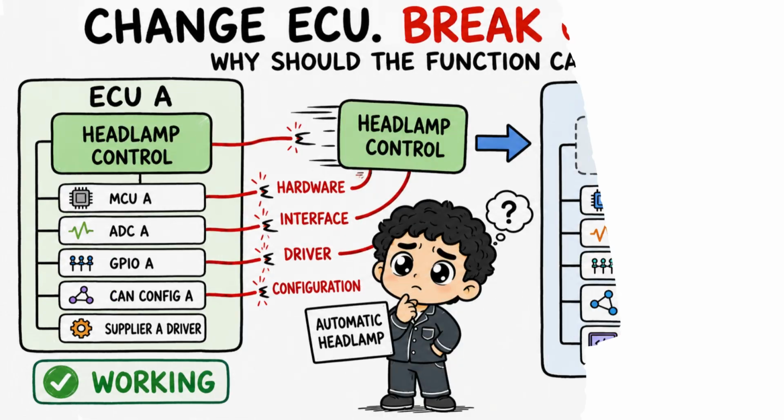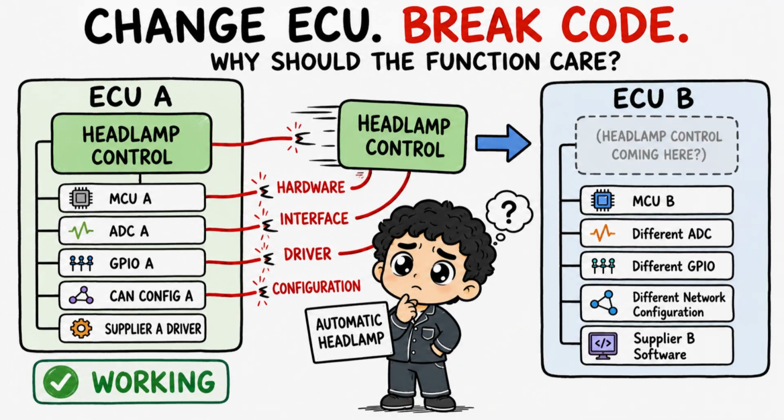AUTOSAR does not solve every automotive software problem, and saying that it solves complexity is too vague to be useful. Here is a better test. You have an automatic headlamp function working perfectly on ECU A. It receives ambient light information, reads the driver's light switch request, and decides whether the headlights should be requested. Now, management asks you to move the same function to ECU B.